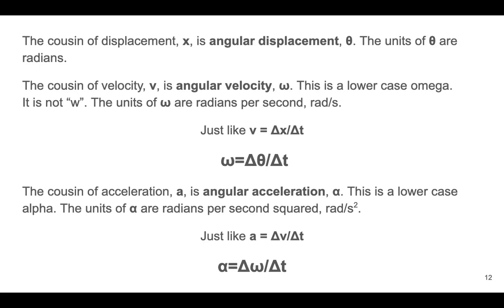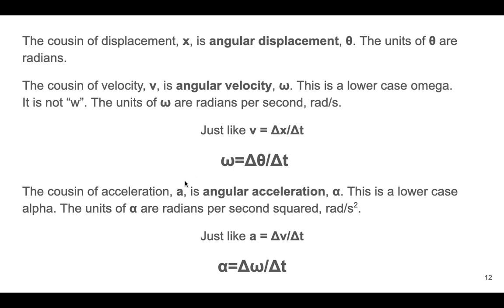So yeah, the units of velocity v are meters per second. Well, the units of its cousin omega are radians per second. And this idea here, v is delta x over delta t, I would call this your basic definition of velocity. If that's true, then think of what must be true for its cousin. The basic definition of omega must be delta theta over delta t.